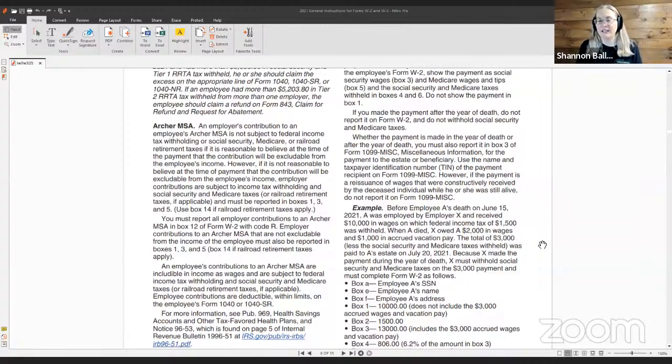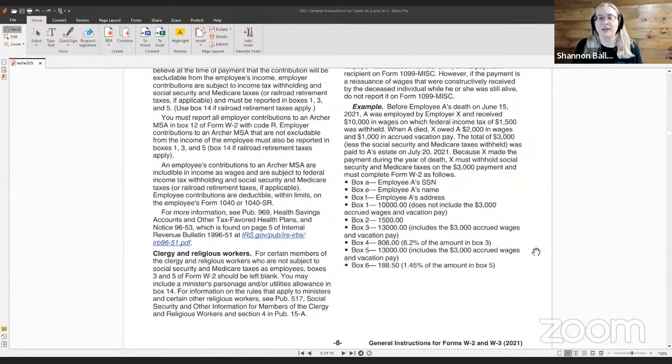I'm really glad they gave examples here because this was really confusing to me, partially because I have never had to deal with a deceased employee and their wages before. And I do want to make a note that this is also covered in the 1099 instructions that I read earlier this year.